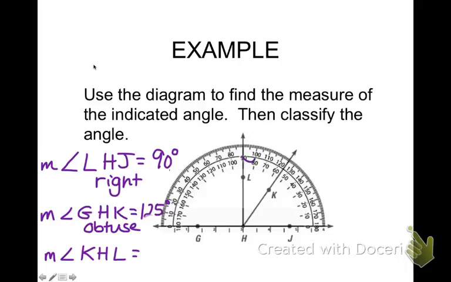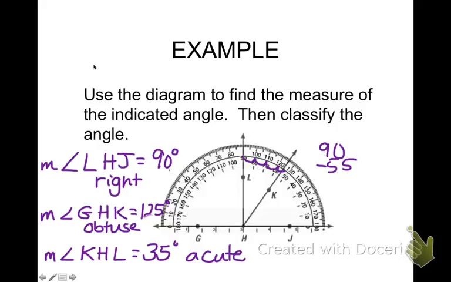90 to 80 is how many units? 10. 80 to 70 gets us another 10. So now we're at 20. Going to 60 makes us get to 30. And then how many more to get to that little ray over there? 5 more. So 35. Right? So that's how I would personally do it. 35 degrees. Or you could subtract 90 minus 55, because this is at 90 and this is at 55, which would get you to 35 also. Classify it as acute.